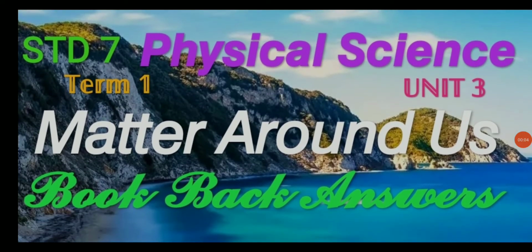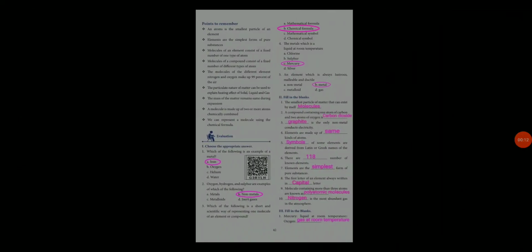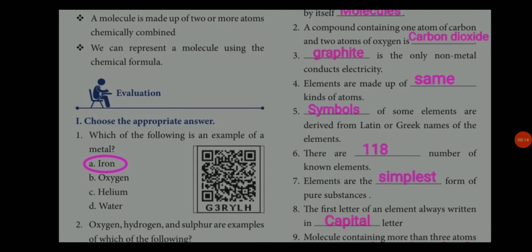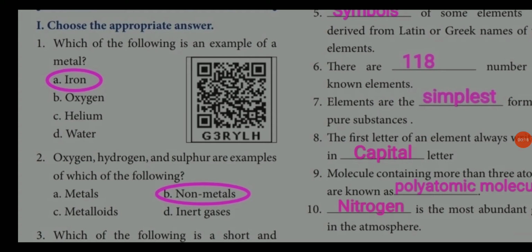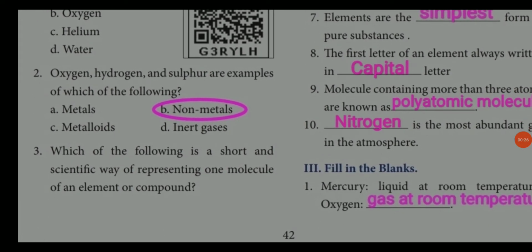Today from your Standard 7 Physical Science Term 1, let's discuss the book back answers of Unit 3, Matter Around Us. From your book, let's first solve the evaluation part. Choose the appropriate answer. First question: which of the following is an example of metal? Iron. Second one: oxygen, hydrogen, sulfur are examples of which of the following?